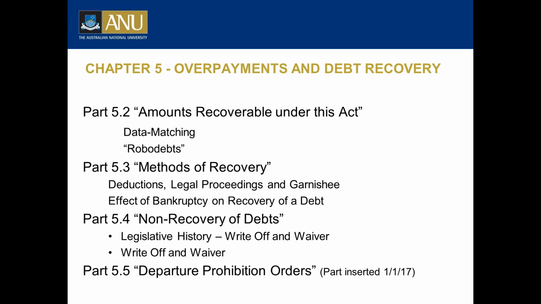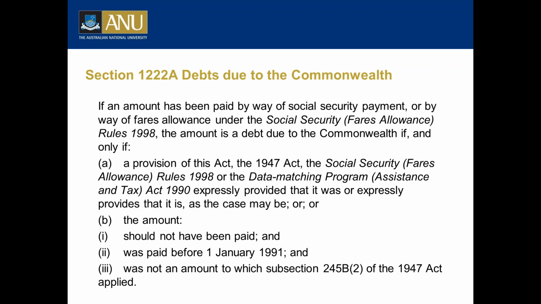Then we move on to Part 5.2. Starting to get interesting here. What I'll do is just take you to the legislation first. Section 1222A. I'll leave it up for just a little while. This section is important. There's no equivalent to it in the 47 Act. This is one of the sections that, because it's a code, has tightened up the way it works. This section operates to exclude the possibility that debt may arise on a basis other than the operation of the Social Security law, or the Fares Allowance rules, or the Data Matching Act. So in other words, this is part of enforcing the code.